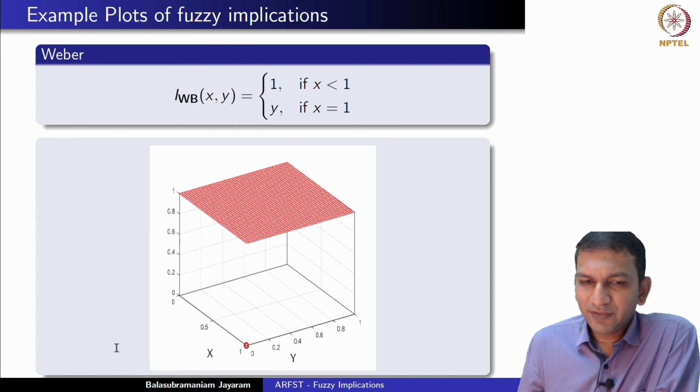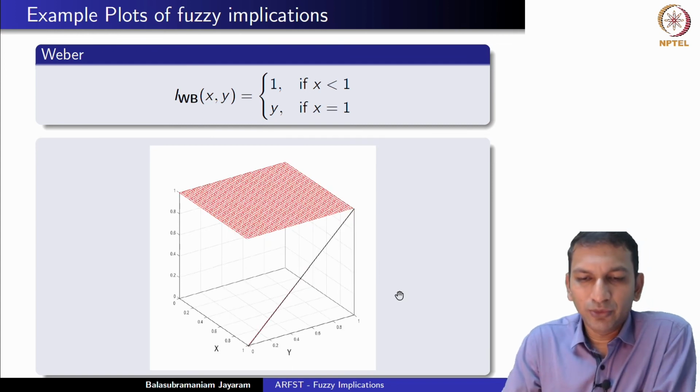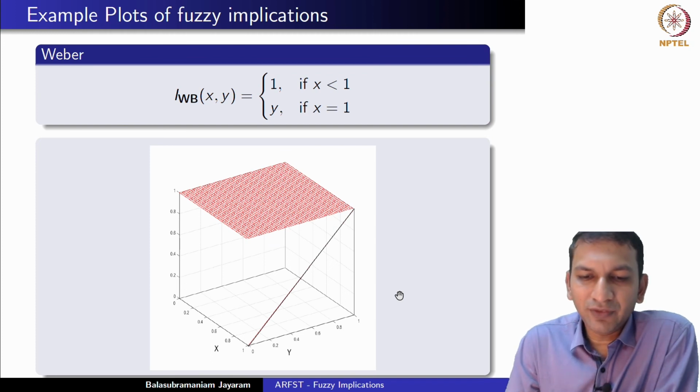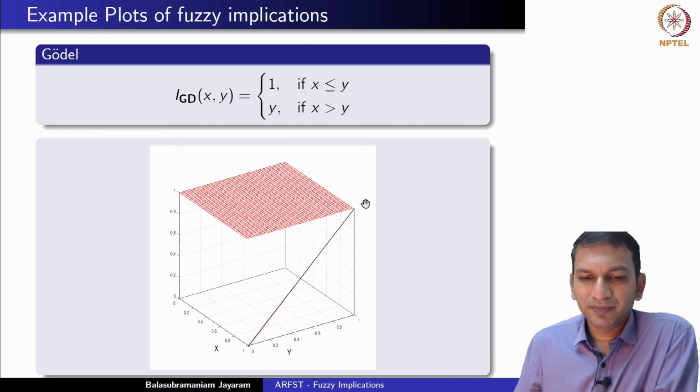This was the largest fuzzy implication that we saw. The Weber implication is a slight modification of this. It's 1 everywhere except at this point 1, 0. But when x is equal to 1, we make it the identity function. So essentially, I have (1, 0) at 0, and (1, 1) is still 1. What we are doing is, when x is equal to 1, we're just making it y. So this is the Weber implication.